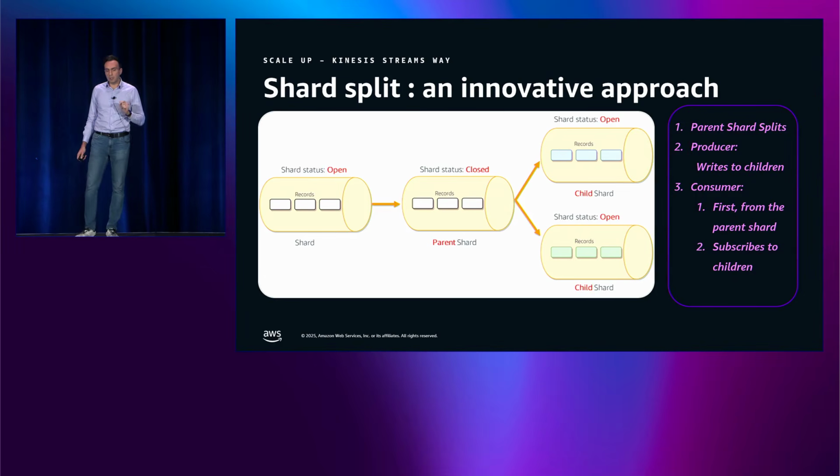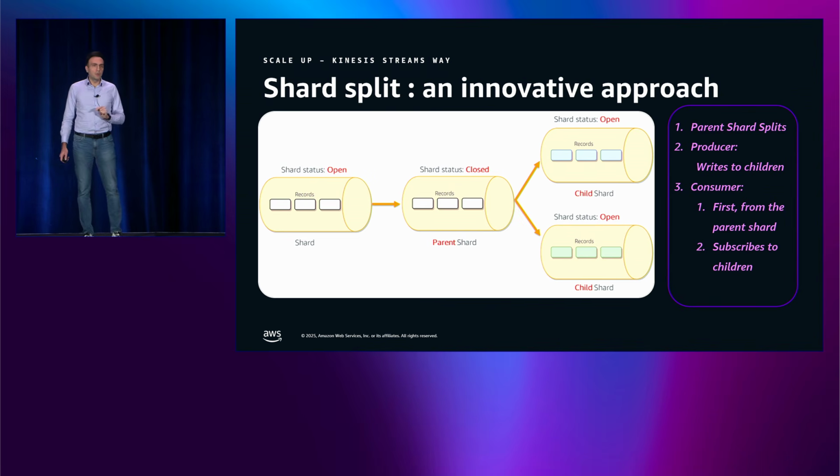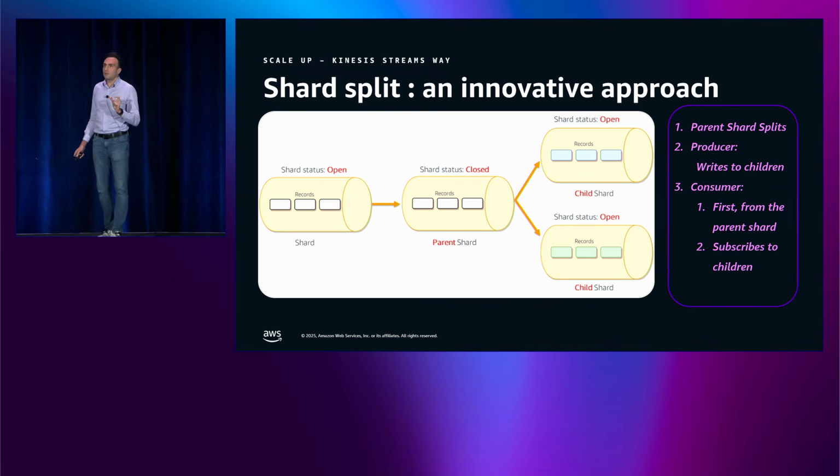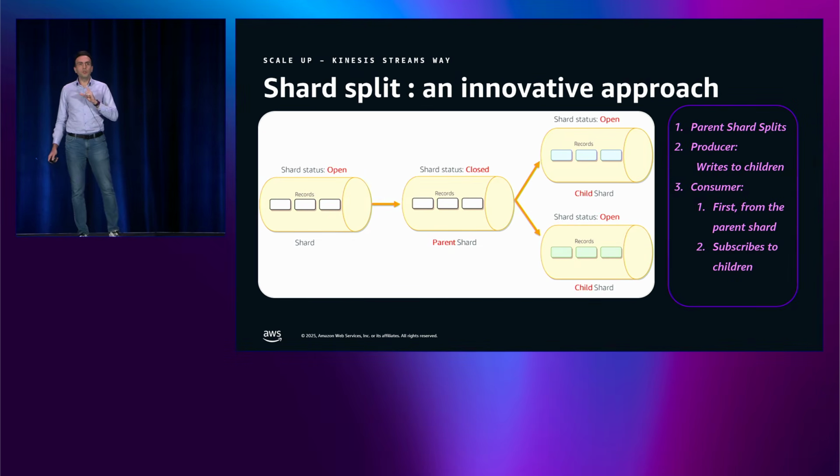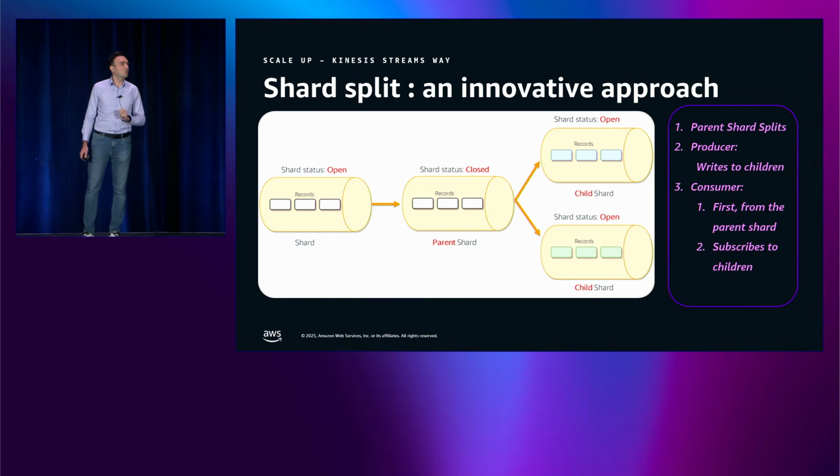So engineers were very innovative in the approach to how the shard actually scales. The Kinesis Data Stream does not just add another shard. It splits the shards. What it means is that the active shard, aka parent, will close. 2 new shards will be added, aka children. And then the consumer first reads the messages from the parent, and then it goes and reads messages from the children.